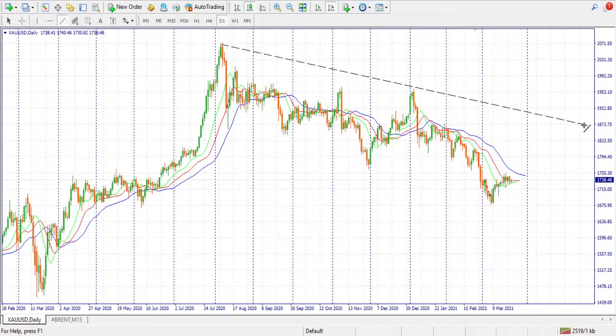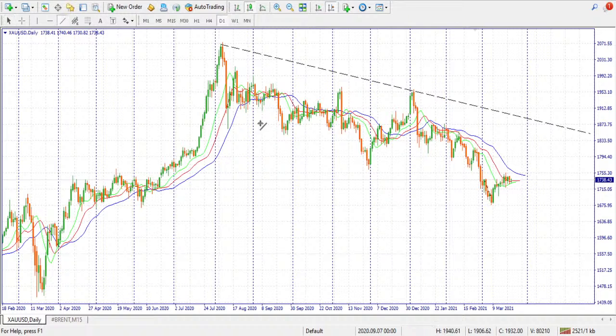So we have a trend line here. We have another trend line here.